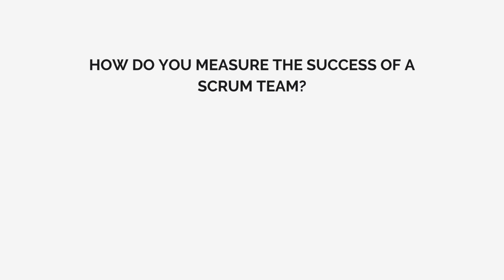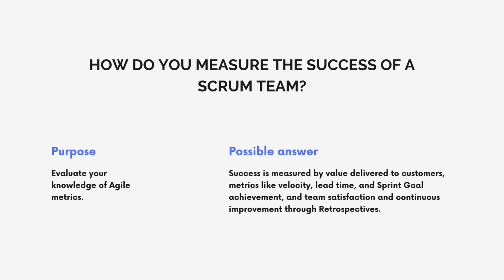Next up, how do you measure the success of a Scrum team? Here, the interviewer wants to know how you are going to evaluate the success of a Scrum team using the knowledge of your Agile metrics. Well, the possible answer to this question is success is measured by value delivered to customers. And there are metrics like velocity, lead time, and sprint goal achievement that you can use to measure it. Also, team satisfaction and continuous improvement through retrospectives is a good indication of a successful Scrum team.